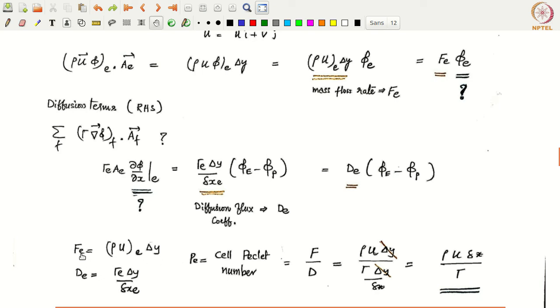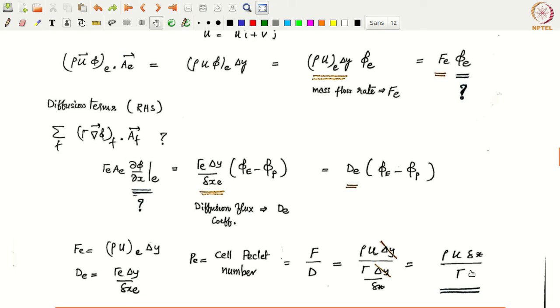Going by definition, the Peclet number we would like to define as the ratio of the convection to the diffusion coefficients, that is F to the D. We know the mass flow rate is Fe equals rho u e delta y, and the coefficient for the diffusion flux is gamma e delta y by delta x e. So we can calculate the cell Peclet number: rho u delta y upon gamma delta y by delta x, so delta y gets cancelled. What you get is rho u delta x by gamma. This is your cell Peclet number.